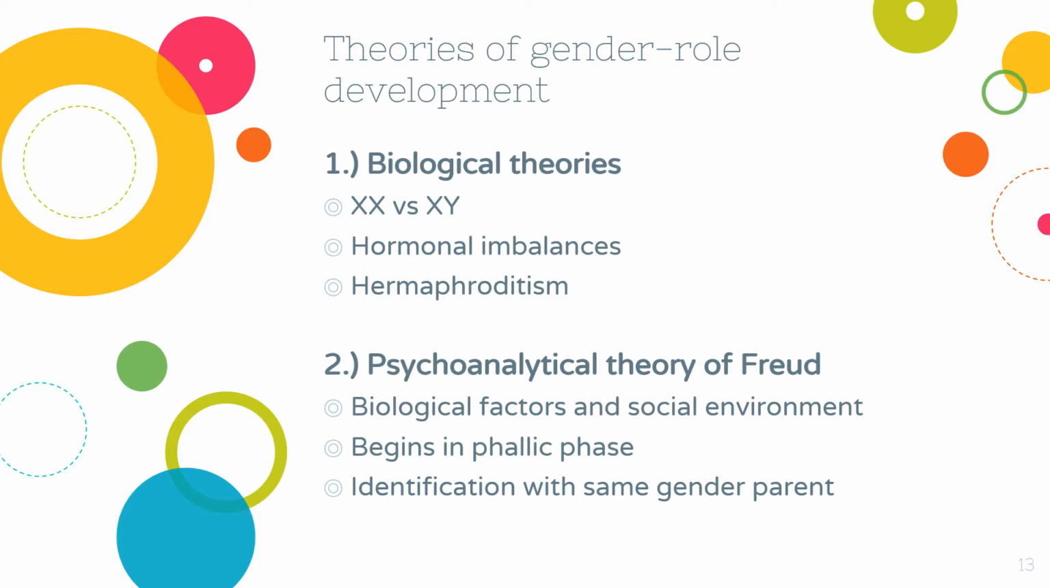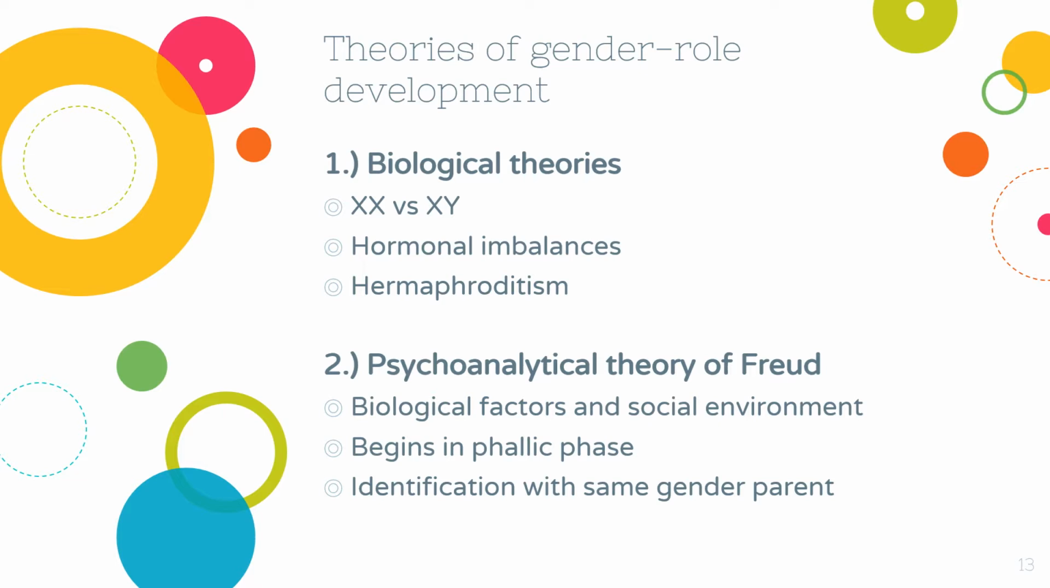So moving on to the psychoanalytic theory of Sigmund Freud. The psychoanalytic theory of Sigmund Freud indicates biological factors and the social environment as determining influences on the child's gender role development. Biological factors are sexual energy that is channeled to the various zones of the body during the course of development, and social environment is the way in which the child is treated by the parents. So according to Freud, gender role development begins during the phallic phase, 3 to 6 years of age, of psychosexual development. During this stage, the child experiences a biologically based love for the parent of the opposite sex, the Oedipus complex in boys and the Electra complex in girls.